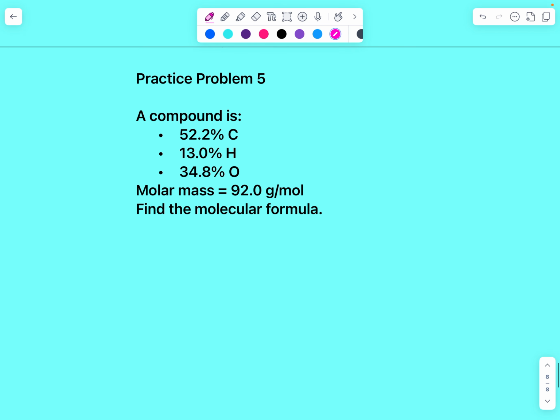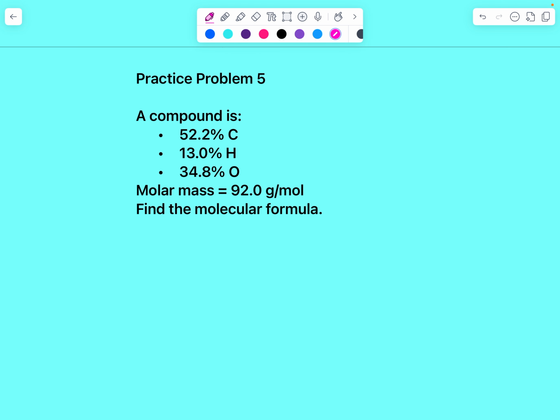Let's try this one. A compound is 52.2% carbon, 13% hydrogen, 34.8% oxygen. The molar mass is 92 grams per mole. Find the molecular formula. That is a lot, but we got this. So we're going to, same thing, assume 100 grams.